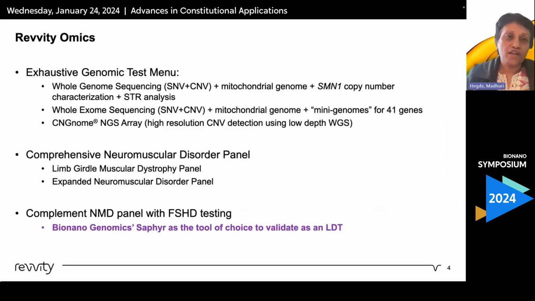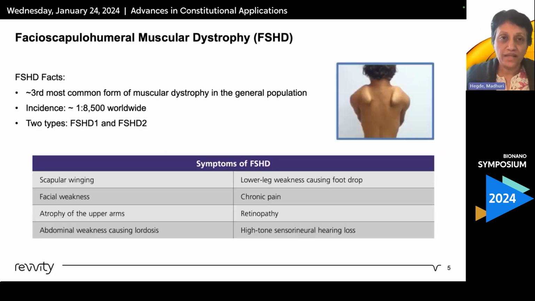We do a broad range of testing. Revvity, formerly PerkinElmer, is really known for newborn screening, and that expands from newborn screening into whole genome sequencing, exome sequencing, and copy number genome, which is a low pass genome. The neuromuscular disorders panel is highlighted here because it is relevant for the FSHD testing. And then we also complement our neuromuscular panel with FSHD testing using the Bionano Genomics Saphyr as a tool of choice to validate our LDT.